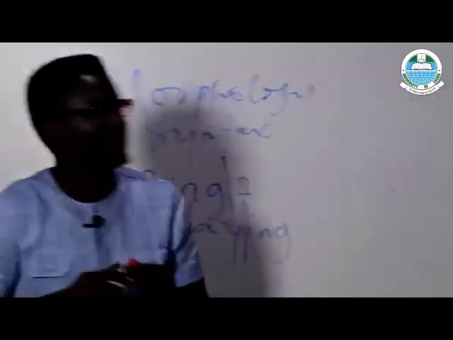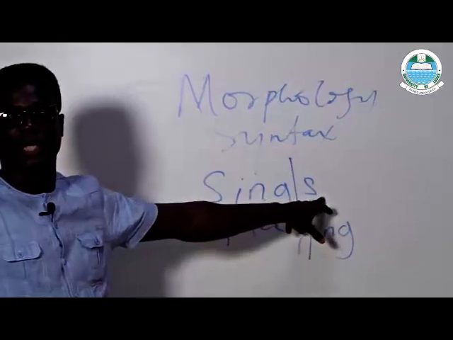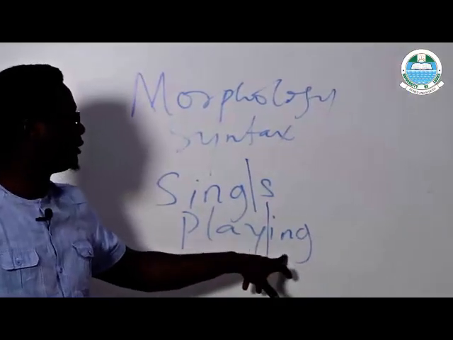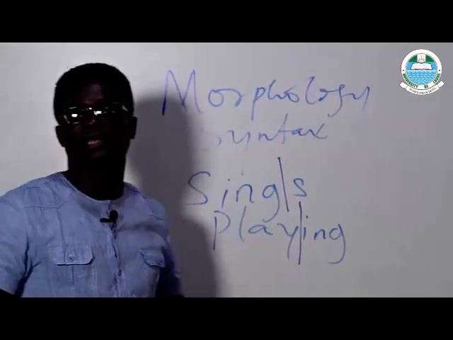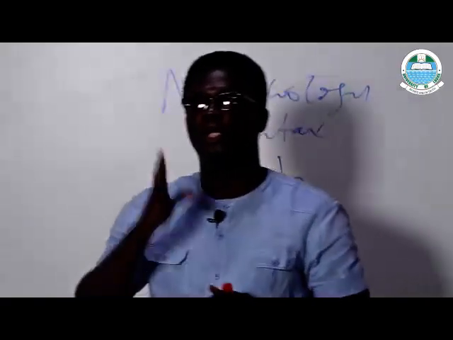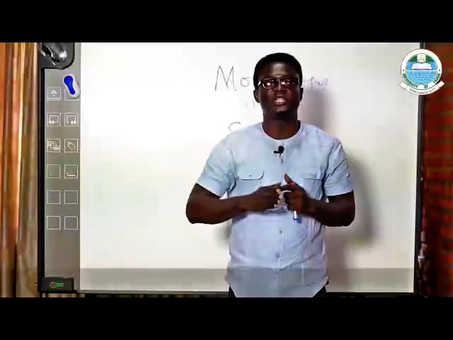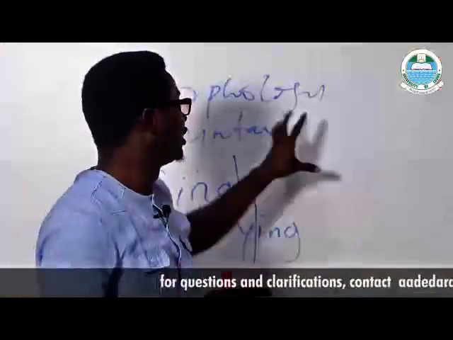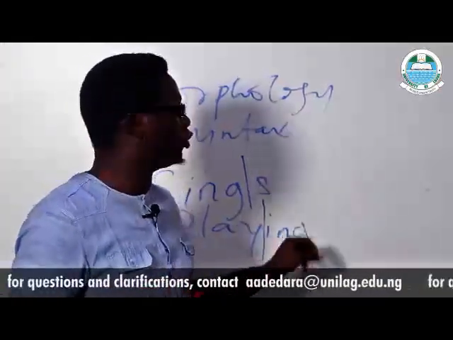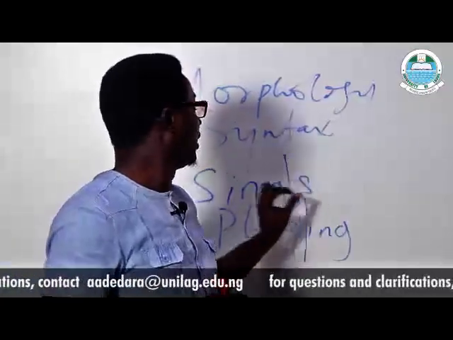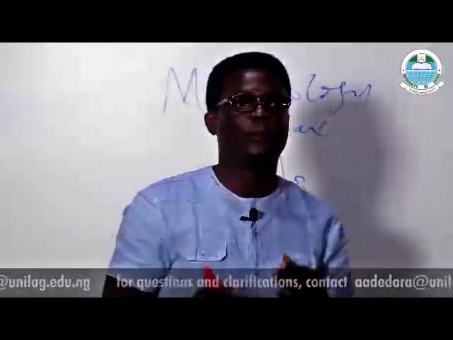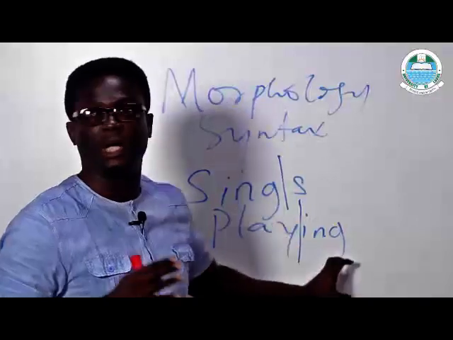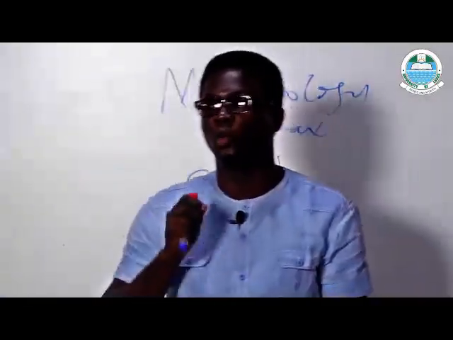If you look at it closely, for sings, the S can't stand on its own, but sing can stand on its own. For playing, ing cannot stand on its own, while play can. So this brings us to what is called the morpheme. That is what we actually deal with in morphology. That is word grammar. It is morphology that helps us to identify the parts of a word.